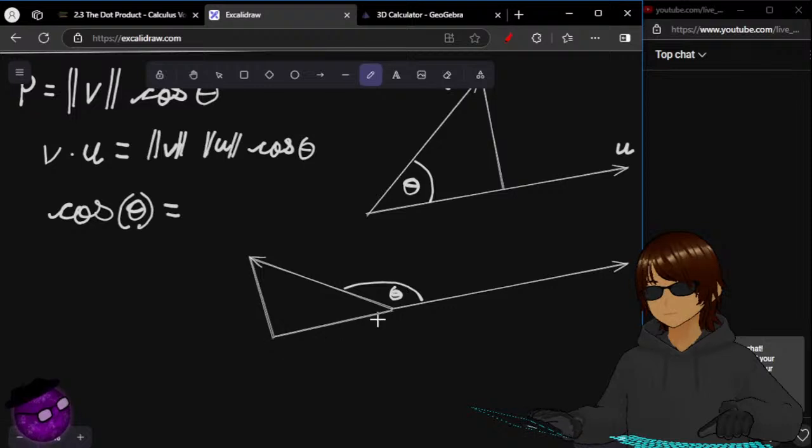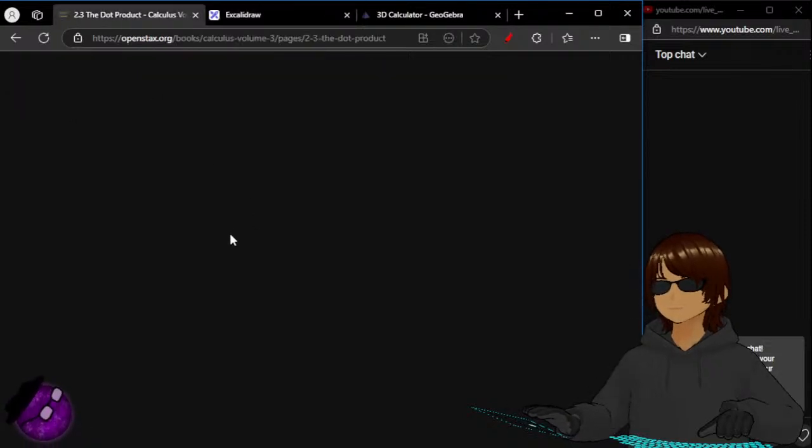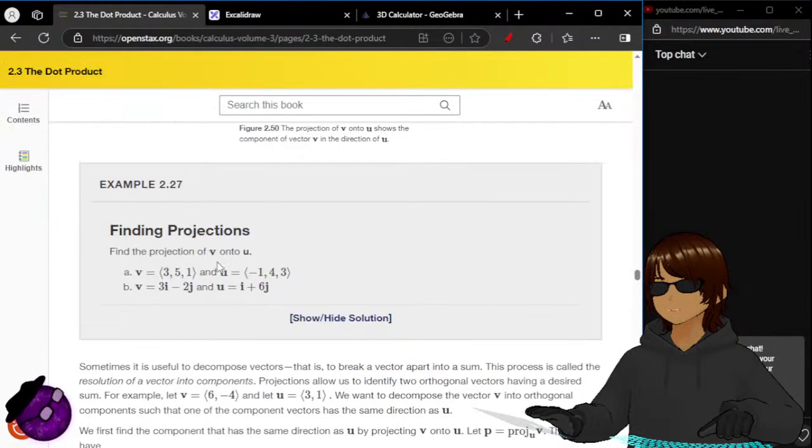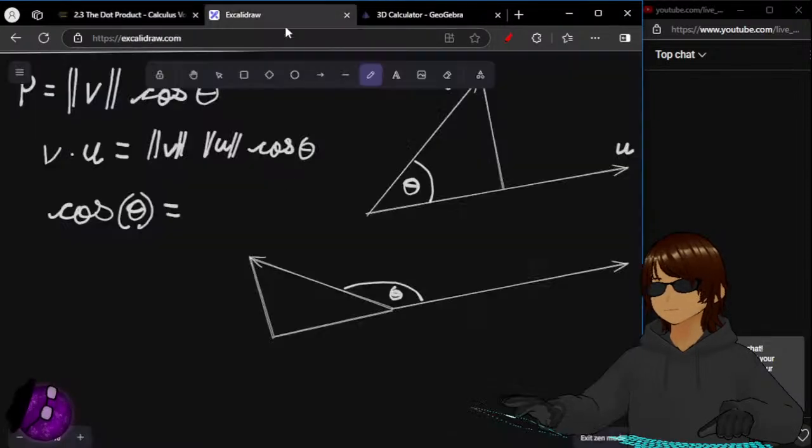This projection is over here. Projection is a vector, right? Wait, I don't know why this is not loading. So yeah, projection is this.